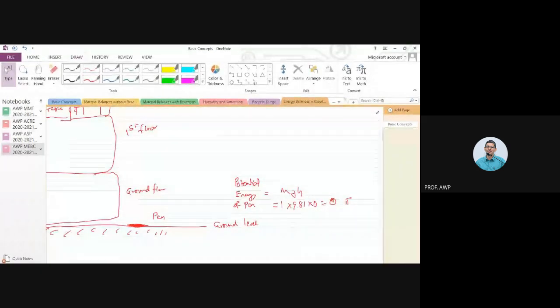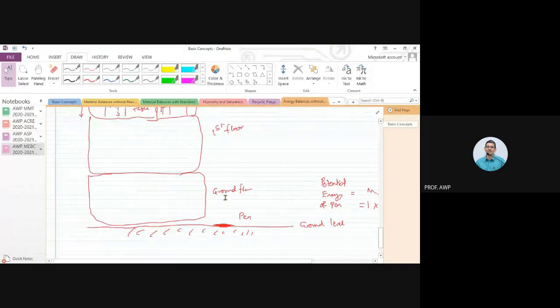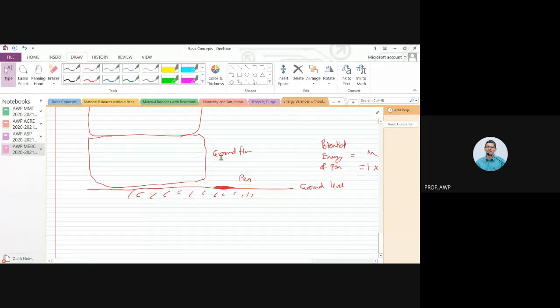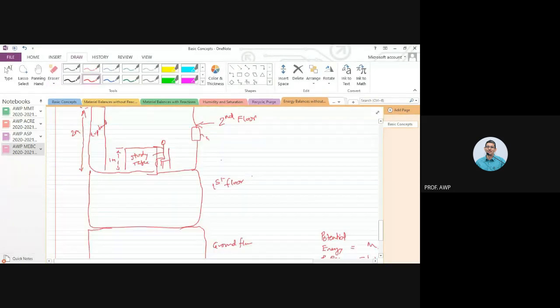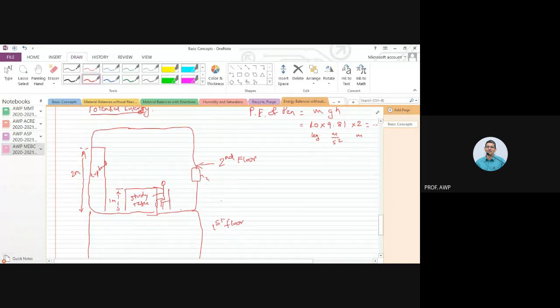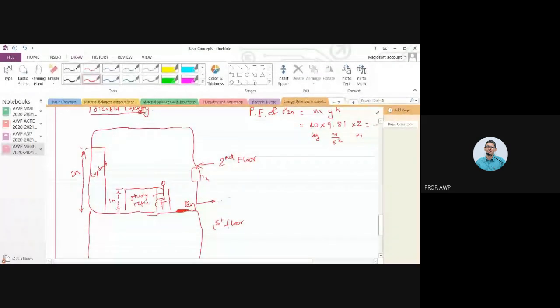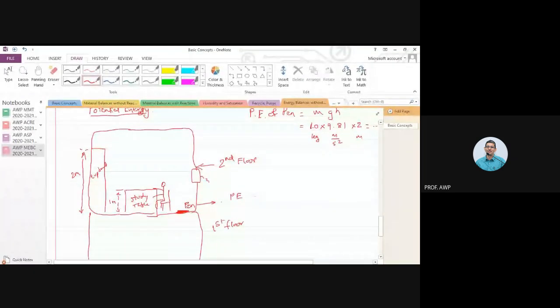But suppose now Praveen comes and brings it back. Now he says he's got the answer to the MEBC problem. He's happy. He goes downstairs. He brings the pen that was thrown. Now the pen is not on the ground level. The pen is on the floor. Now tell me, what is the potential energy of the pen?